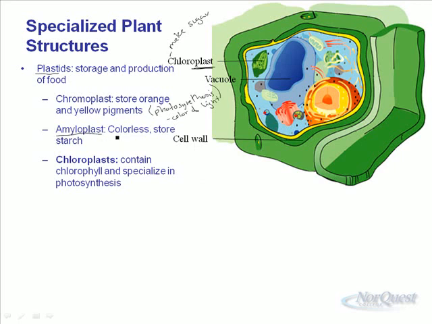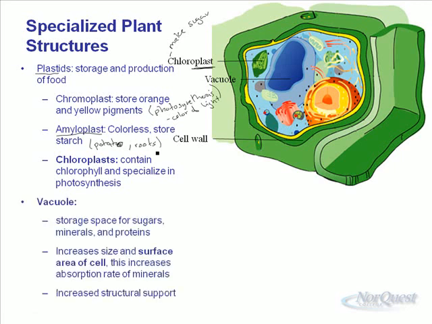Amyloplasts are storage. They're colorless, they store starch. Think about a potato. Potato. Holy moly, there we go. Potato. Or roots. Roots generally store a plant's food, and then as a plant needs it, those starches are sucked back up into the leaf and stems and used for cellular functions.